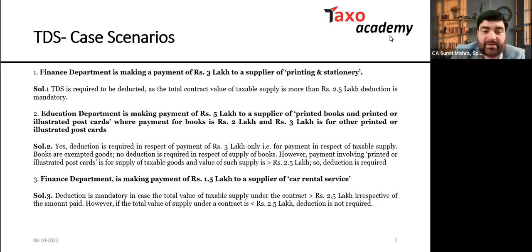Coming to the third illustration, finance department is making payment to the supplier of car rental service. The value in this case is 1.5 lakhs. Although car rental service is taxable, so the first condition is satisfied, and a contract is there, the third thing is that the value is not exceeding 2.5 lakhs. It means there is no requirement of deduction of TDS by the finance department.